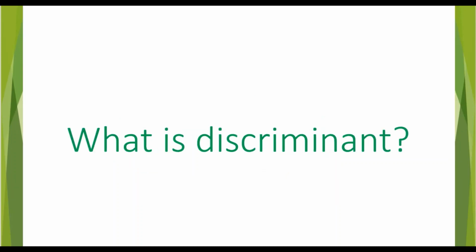So what is discriminant? I hope you know the quadratic formula: minus b plus or minus square root of b square minus 4ac, divided by 2a. So in this formula, the part which comes under the square root is called a discriminant. The discriminant tells us how many solutions the given quadratic will have.